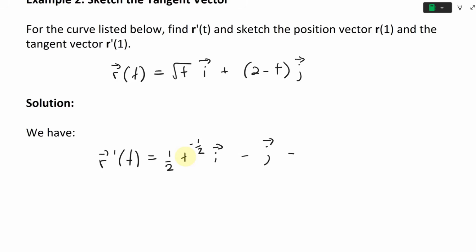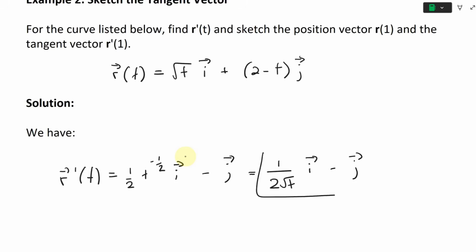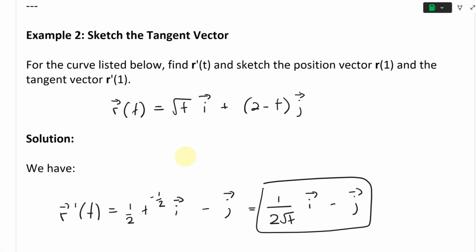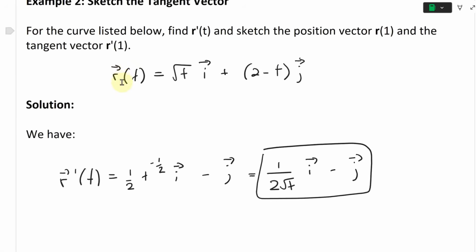So in other words, this equals 1 over 2 square root of t, putting the square root at the bottom, 1 over square root t, times i minus j. All right, and let's box this in like that. And now we need to sketch the position vector r of 1 and the tangent vector r prime of 1. So let's plug those in to see what the values are first.